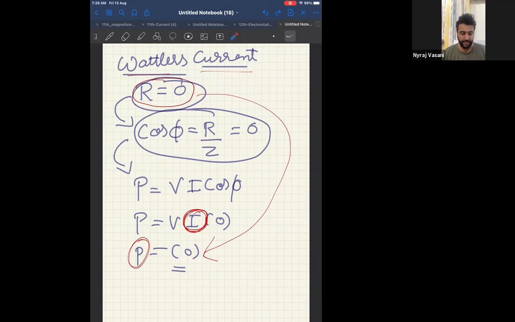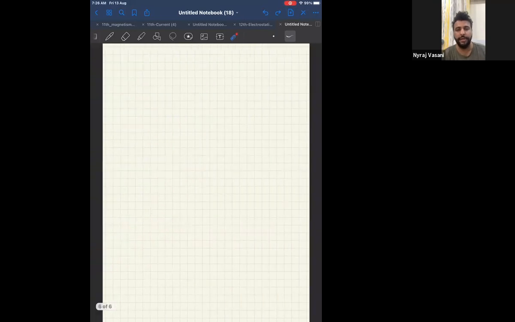Now, the next topic that you need to learn is on the next page, page number 49. The side heading is choke coil. Page number 49, the side heading is choke coil.